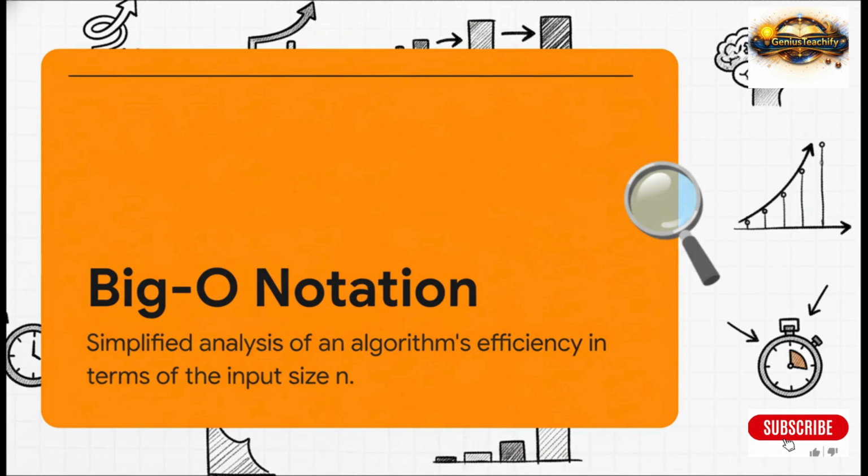Now, I know, it sounds super academic and maybe a little intimidating, but don't worry. At its core, it's just a really simple way of talking about how complicated an algorithm is. All it does is answer one simple question. As our input, that N, gets bigger and bigger, what happens to our performance?